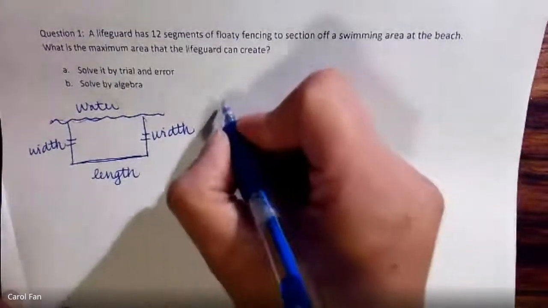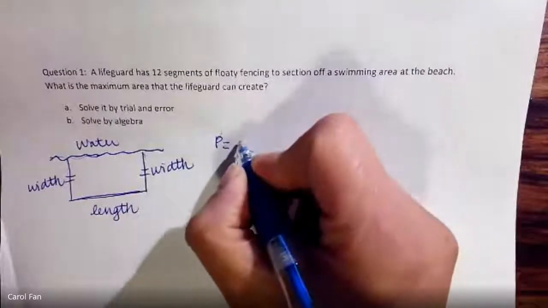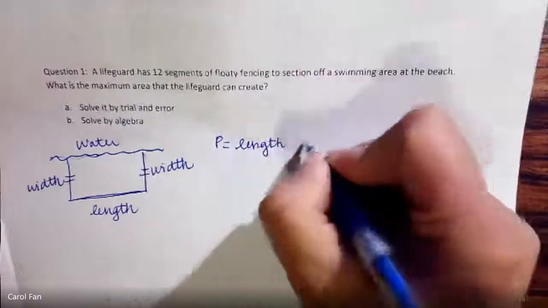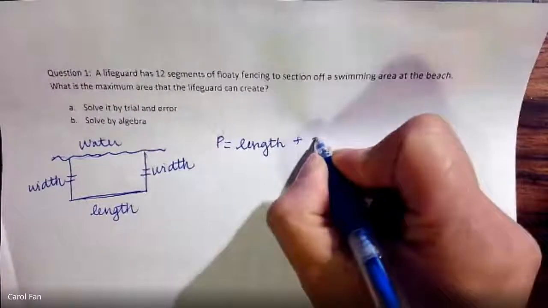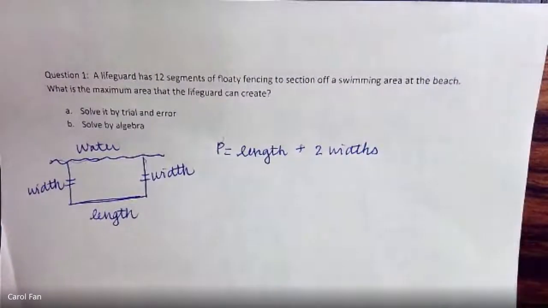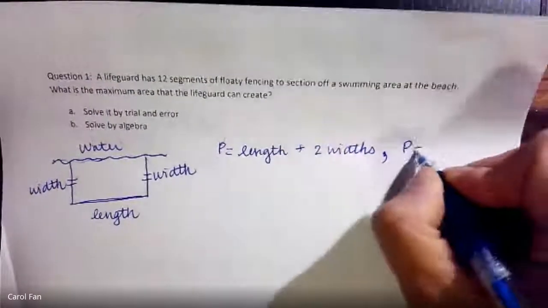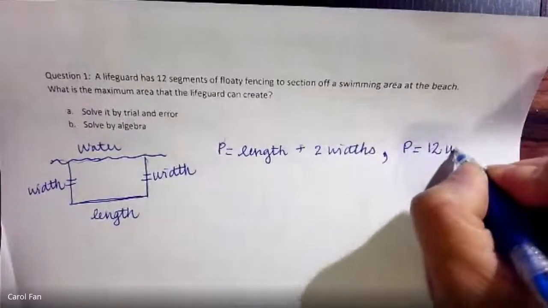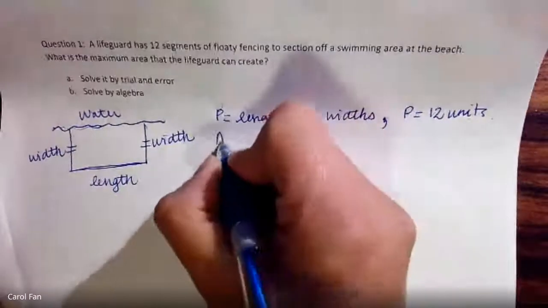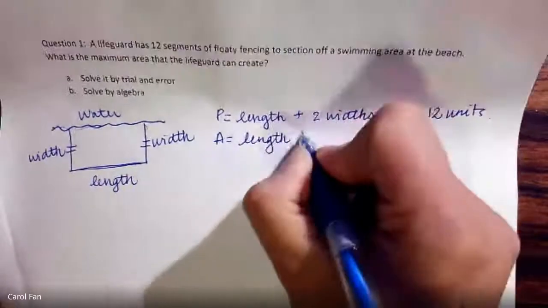So I could say that the equation for this perimeter is equal to length plus 2 widths. I also know that my perimeter is fixed, so the perimeter is 12 units. My second equation that I know is area. Area is length times width.